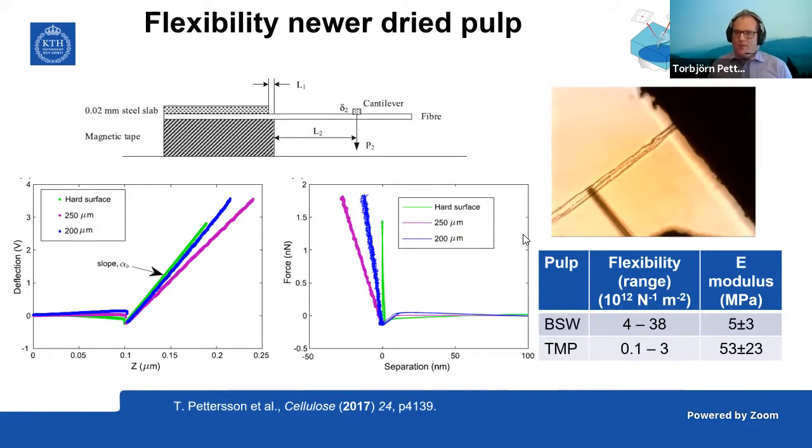The problematic thing with the AFM is that we have a roof over the cantilever, and the height between this is in the order of 100 micrometer. So we needed a really, really thin steel slab. We ended up with a 20 micrometer thick steel slab that we clamped the fiber with. And we were able to measure flexibility of different types of pulp, bleached softwood and TMP, for example. They have different flexibilities, and we could also calculate some type of elastic modulus of this pulp fiber in never dried state.